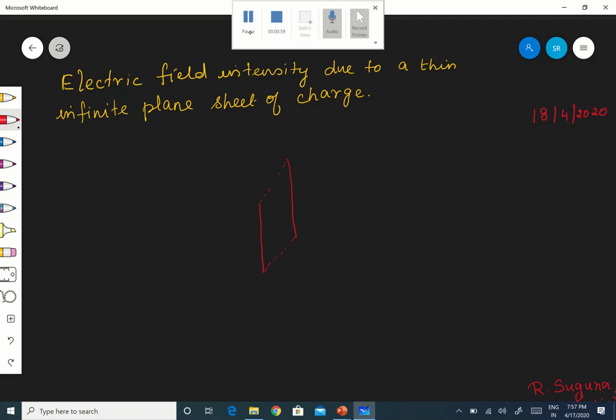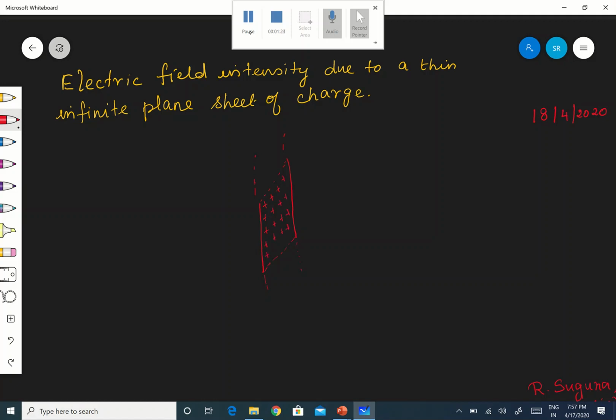And it is going like this. It is an infinite plane sheet of charge. Okay, now here the charges are uniformly distributed. By default we will take a positive charge. After that we'll see what happens when negative charge is there.